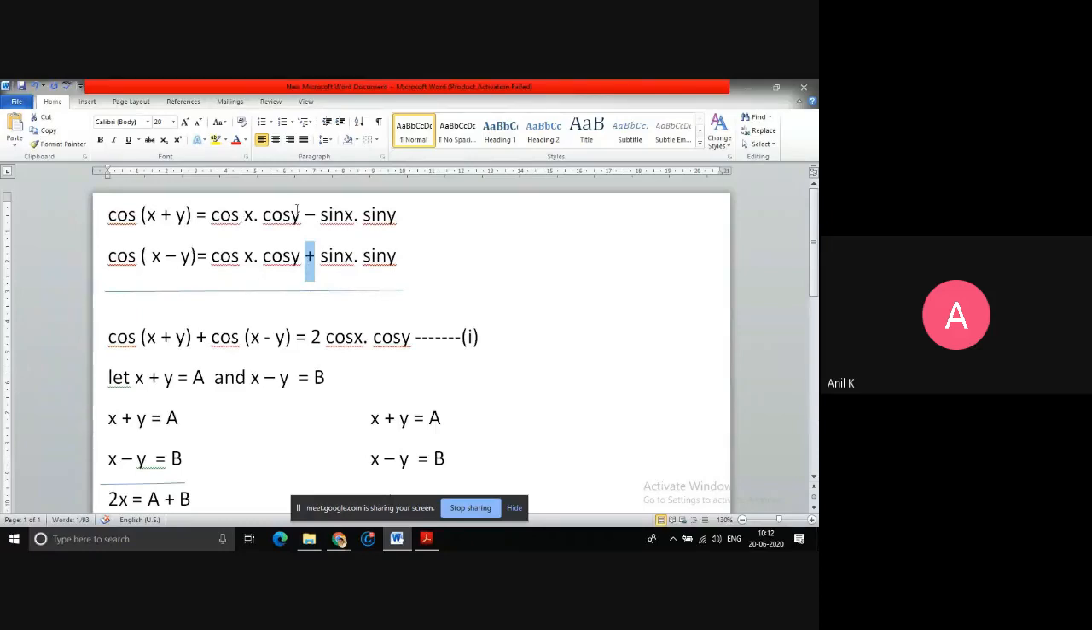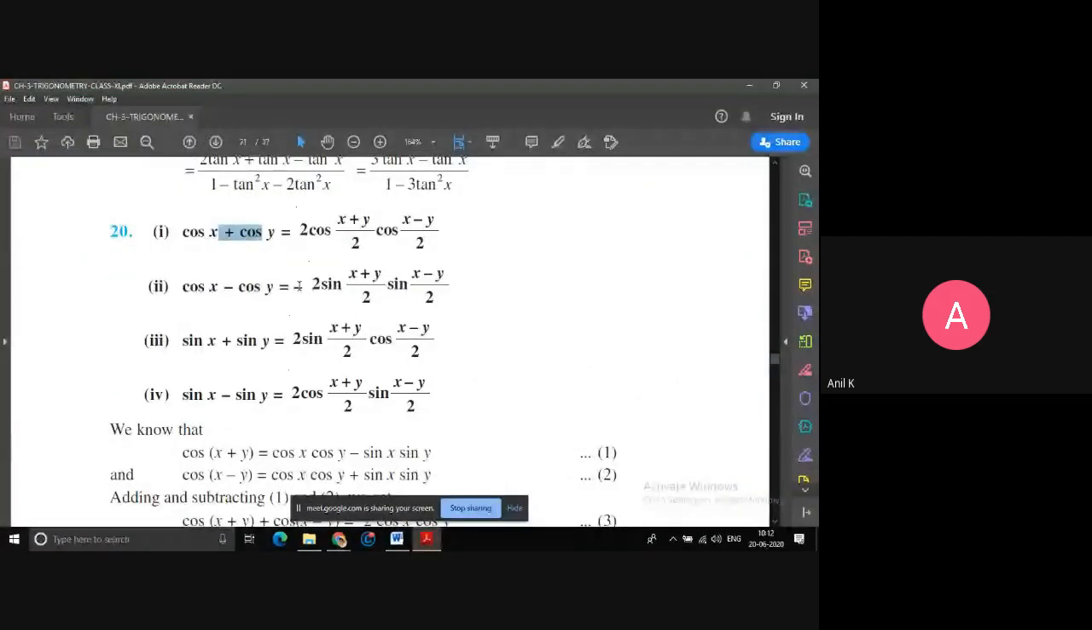So when you subtract them, this cos x cos y and here minus cos x cos y both will get cancelled. Then you are left with minus sin x sin y and here also minus sin x sin y. So it will be minus 2 sin x sin y. So if you observe the formula, you got minus 2 sin (x plus y) by 2 sin (x minus y) by 2. That is the reason why you are having both the terms as sin.